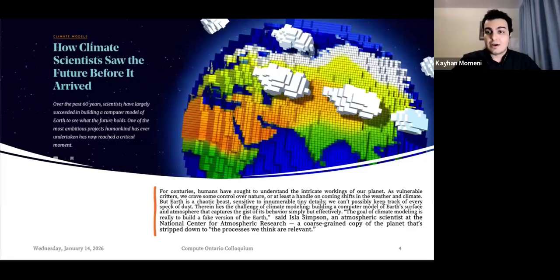And this is another paragraph from the article that says, for centuries, humans have sought to understand the intricate workings of our planet. As vulnerable creatures, we crave some control over nature, or at least a handle on coming shifts in the weather and climate. But Earth is a chaotic beast, sensitive to innumerable tiny details. We can't possibly keep track of every speck of dust. The goal of climate modeling is really to build a fake version of Earth, a coarse-grained copy of the planet that's stripped down to the processes that we think are relevant.